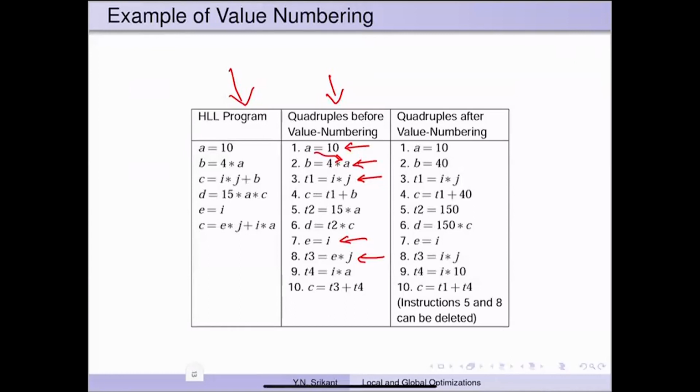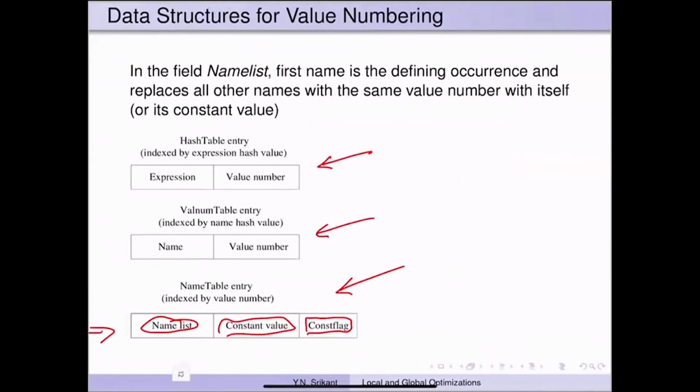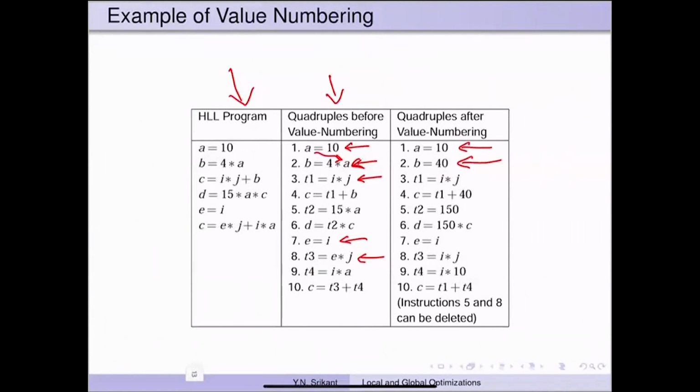A equal to 10: the name A is entered into the value number table, which is the valnum table. Okay. And the value of 10 is recorded in the other table. Now, when we have B equal to 4 star A at this point, we search for A in the name table. We already get it, and we see that it is a constant, which is also shown by this particular name table entry. We know that 4 star A can be computed as 40 at this point. So we make B get the value 40, and B is entered into the hash table.